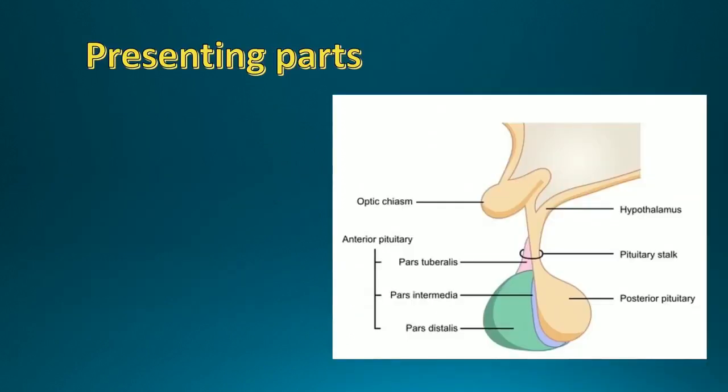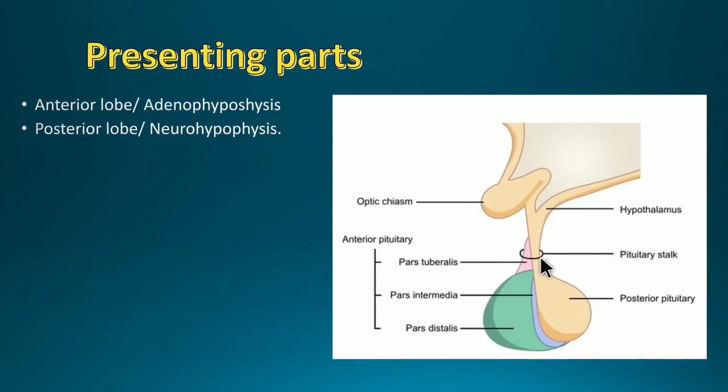So now coming to the parts of the pituitary gland. Basically the pituitary gland can be divided into an anterior lobe and a posterior lobe. The anterior lobe is called the adenohypophysis, and the posterior lobe is called the neurohypophysis because it mainly contains unmyelinated axons. So that is why it is termed the neurohypophysis.